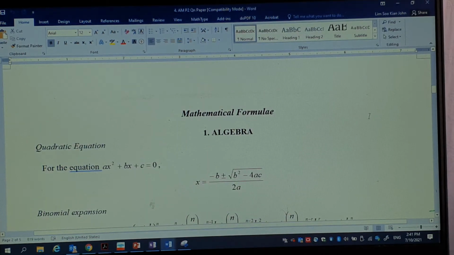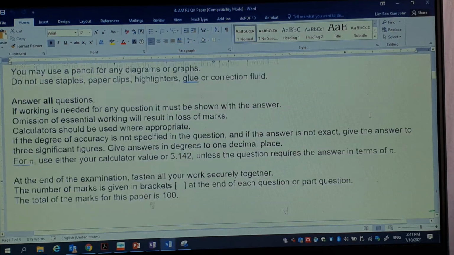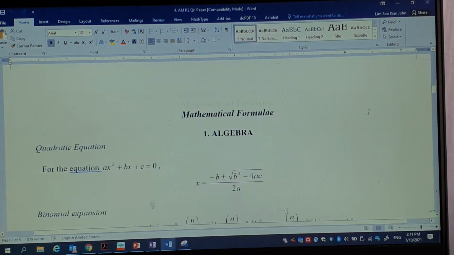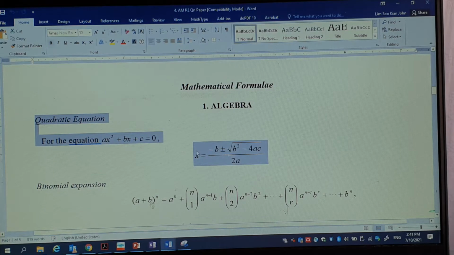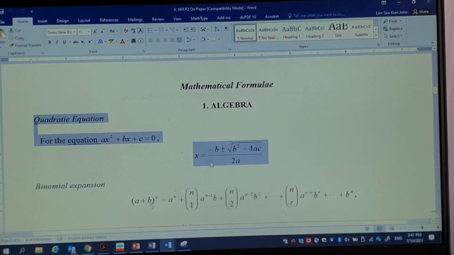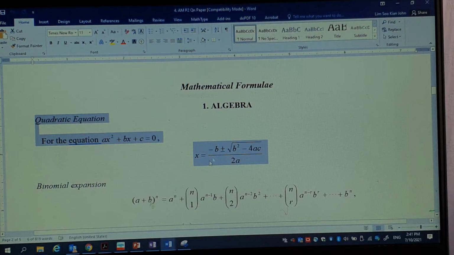I want to familiarize you with the formula sheet for A Maths. The first page will be a cover sheet for the exam. Then the next page will be a formula sheet. You must be familiar with what's found inside the formula sheet. The first one is the quadratic formula, which you're very familiar with. Later, I will tell you how to use this.